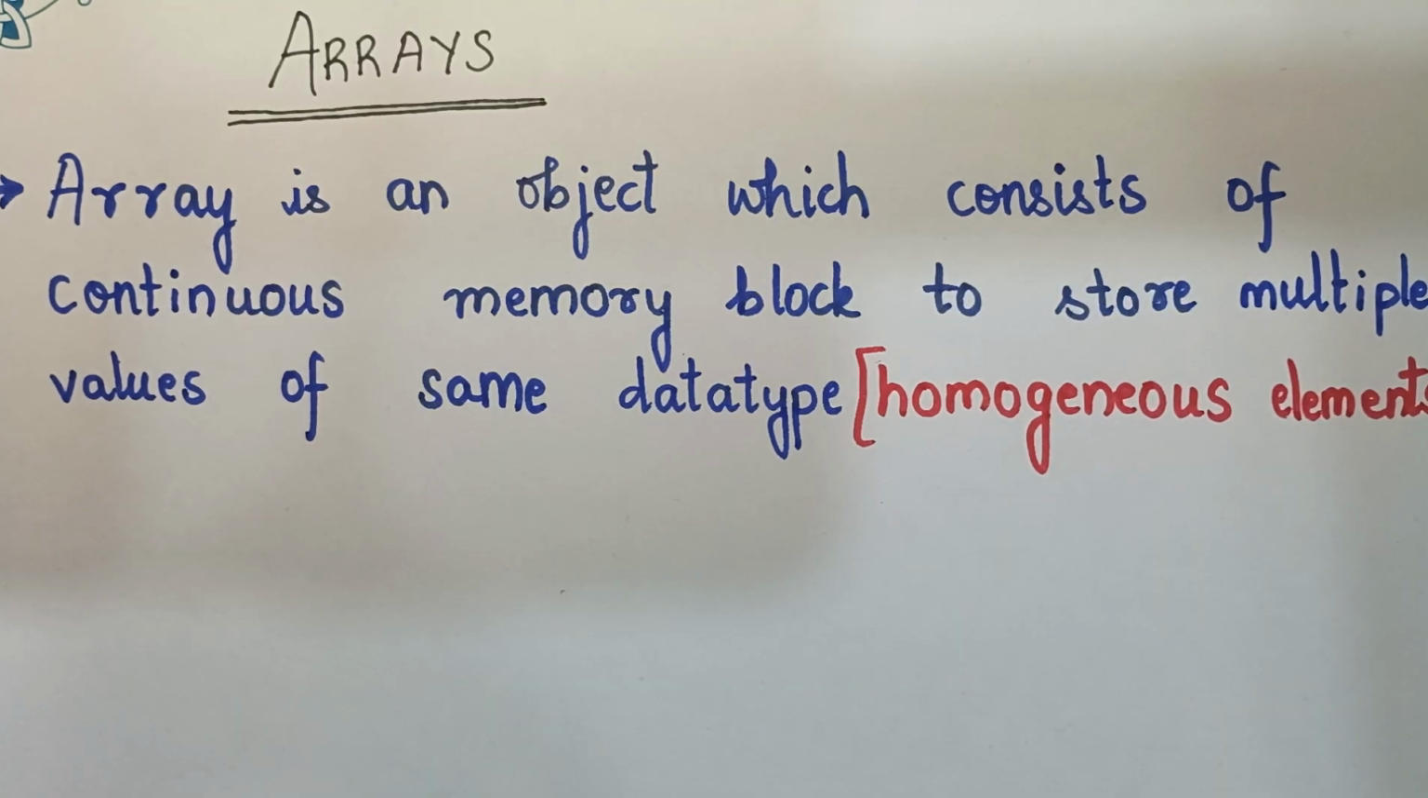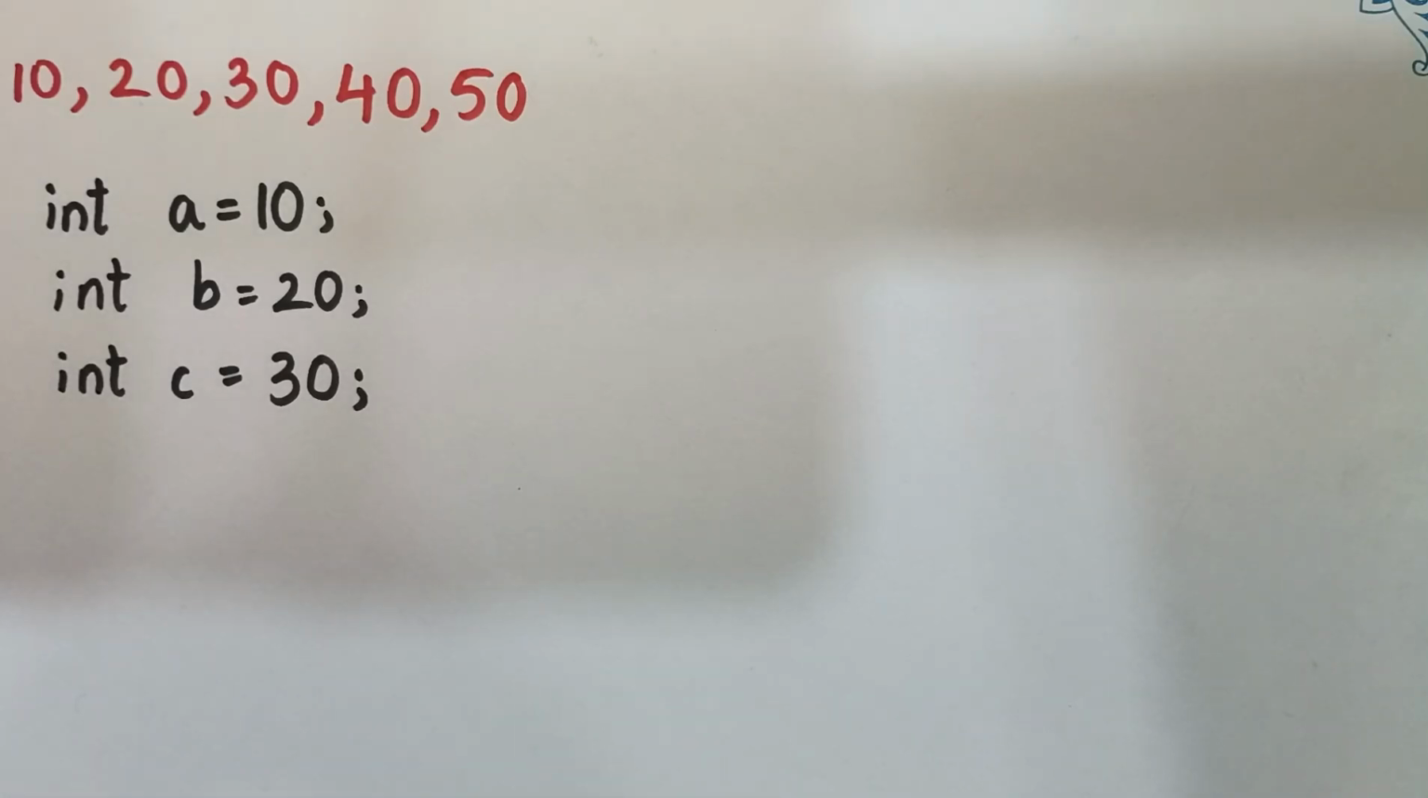So when I say continuous memory block, it means that, let us say you want to store numbers. Now we know that in a programming language we have to store a value in a variable. And in order to do that, first we declare a variable, then we initialize it with a value. Since a variable has to be assigned with a value, writing like this seems like a lengthy process. In order to avoid this, we use the array data structure.